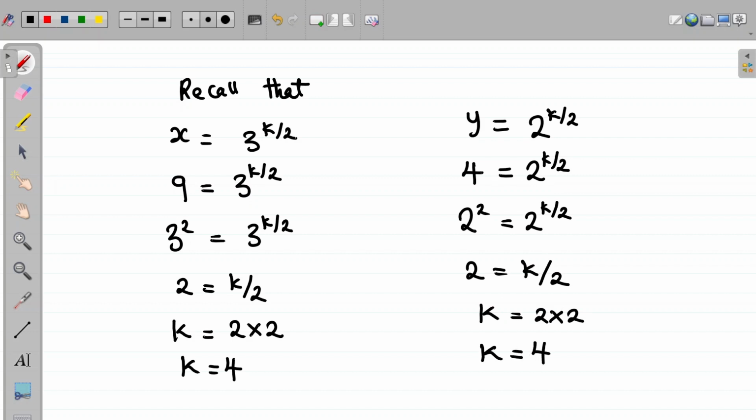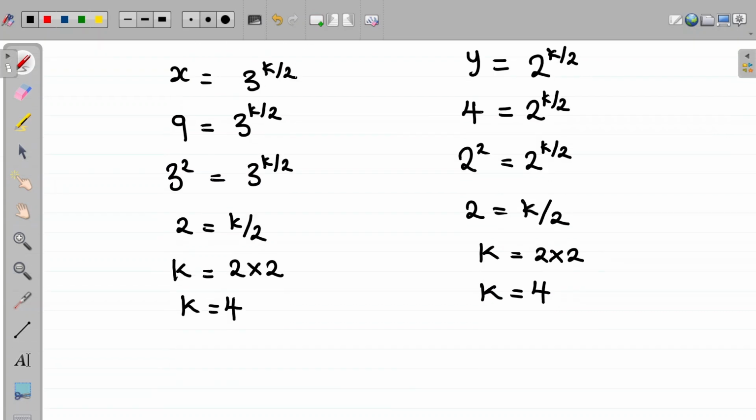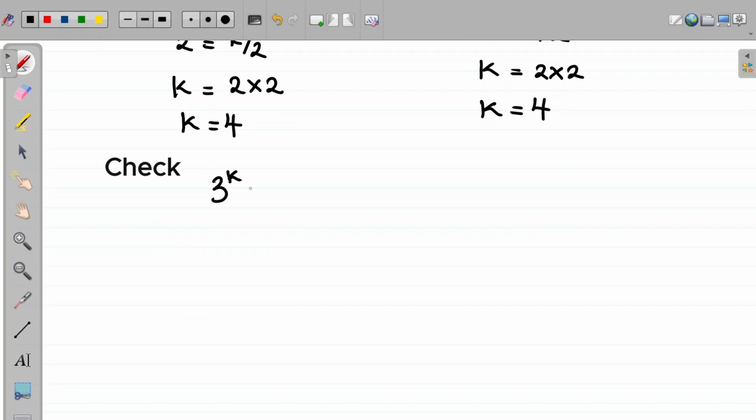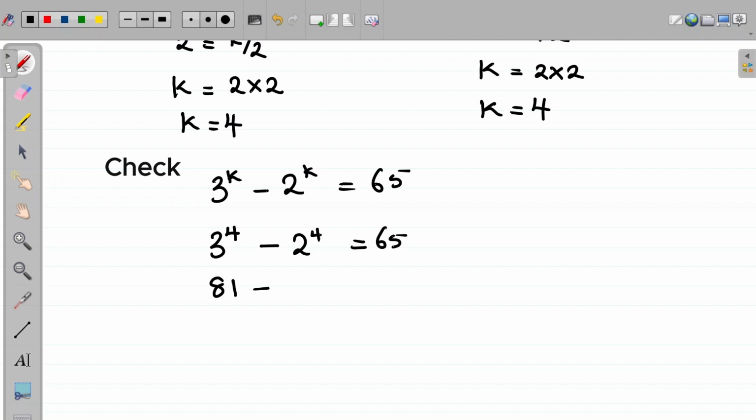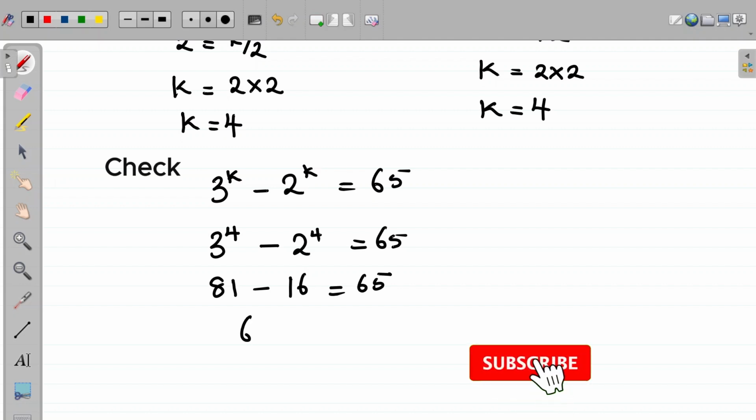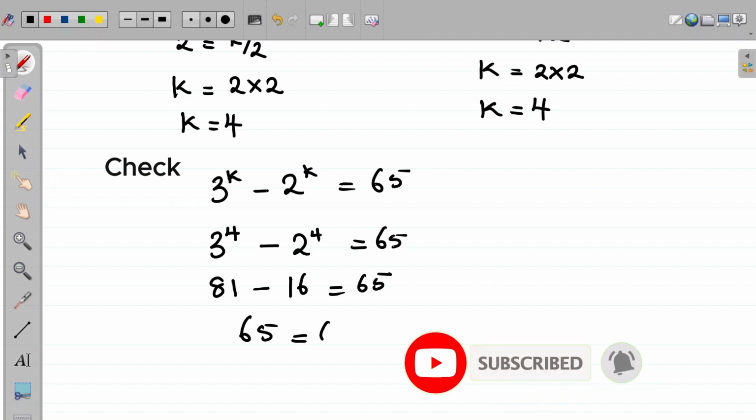Now, let's check if our equation is true. 3 to the power of k minus 2 to the power of k is equal to 65. Now we have 3 to the power of 4 minus 2 to the power of 4 equal to 65. 3 to the power of 4 is equal to 81 minus 2 to the power of 4 is equal to 16 equal to 65. So it is obtained that 65 is equal to 65.